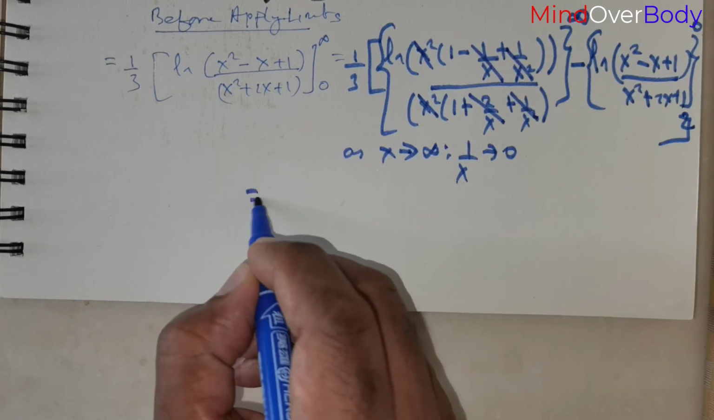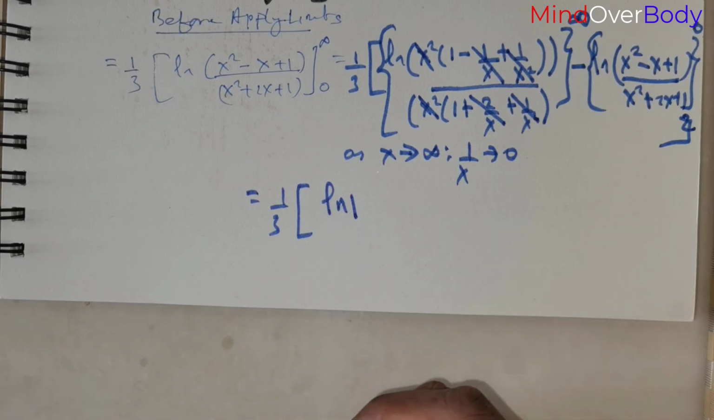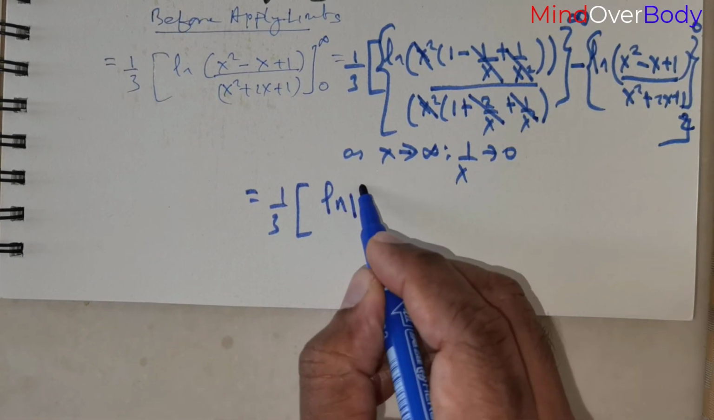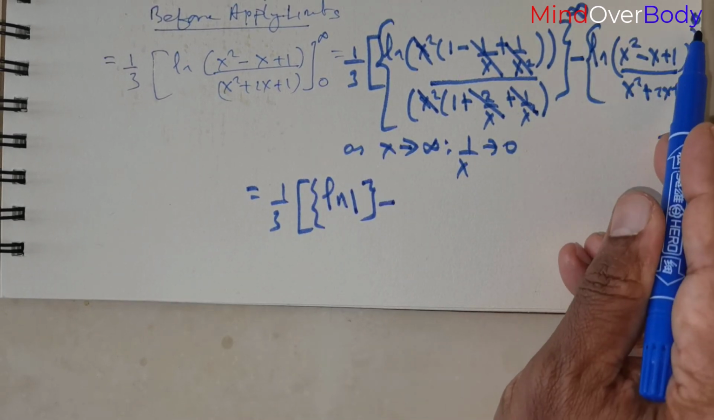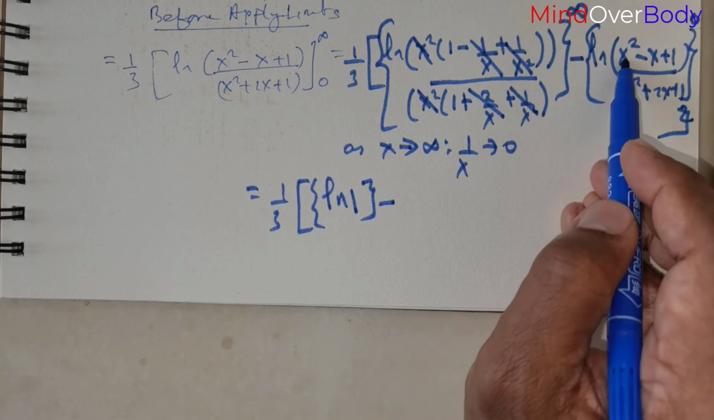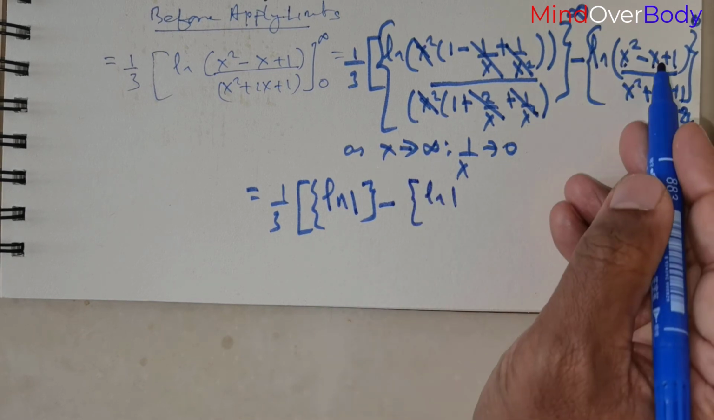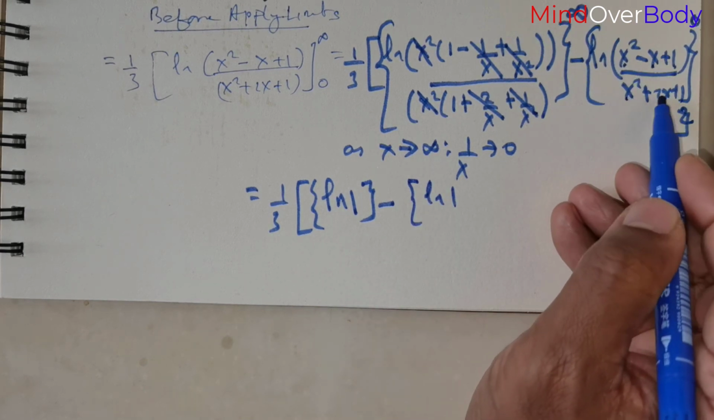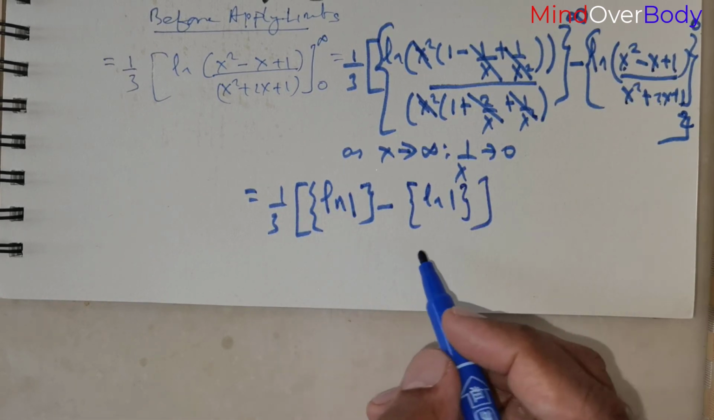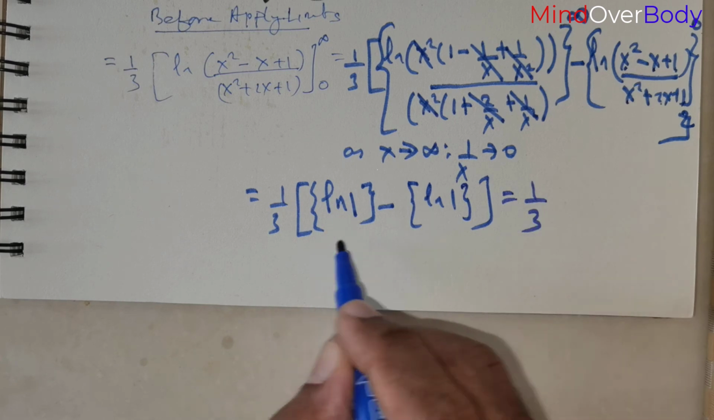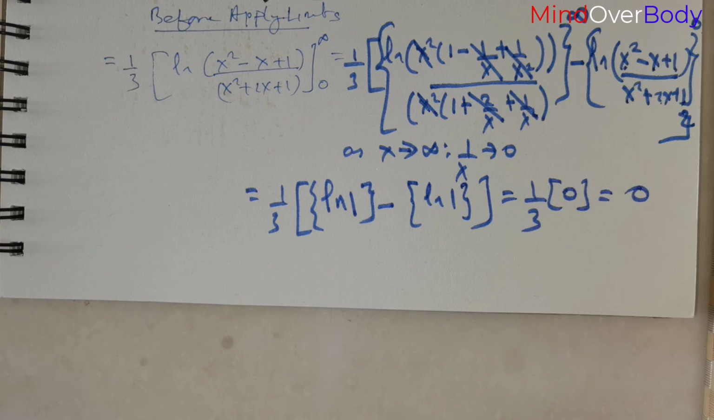What are we left with? We are left with 1 over 3 times ln 1. This is for the case of the upper limit. Now for the lower limit, just apply x equal to 0. When x is equal to 0, this is 0, this is 0, I get ln 1 for the numerator, and here also I get ln 1. So ultimately we are arriving at 1 over 3 times 0, which is equal to 0. So that is the solution for this question.